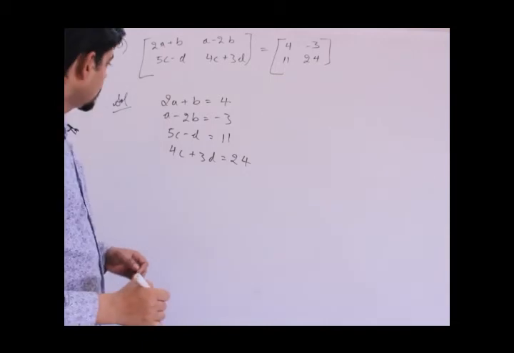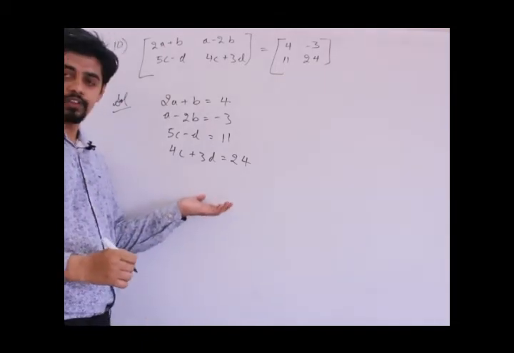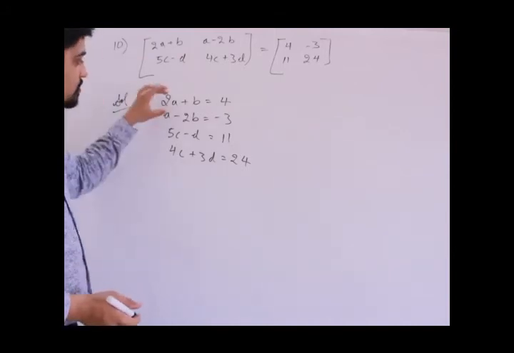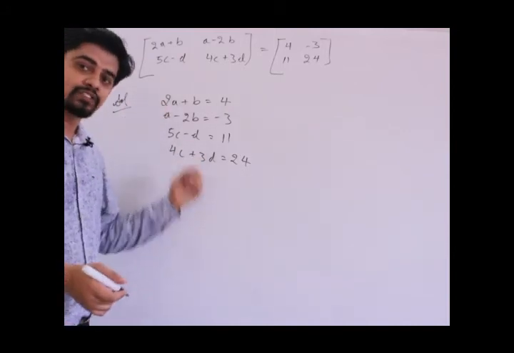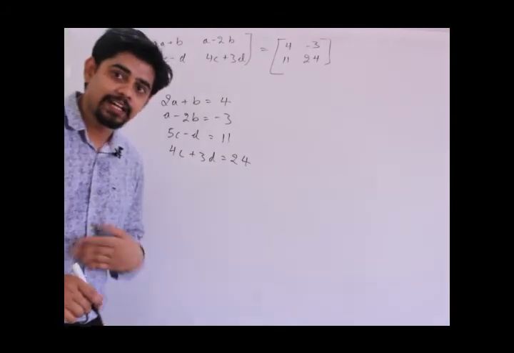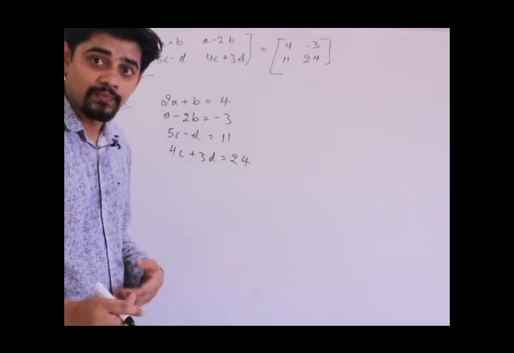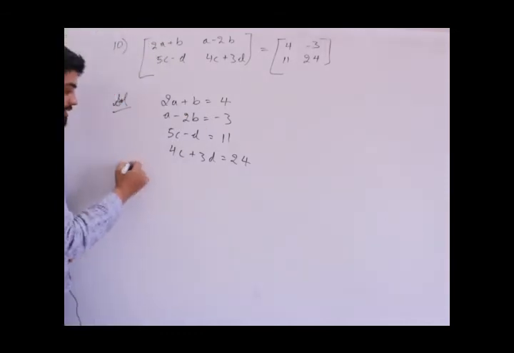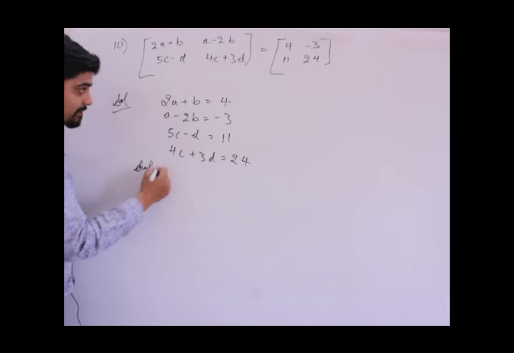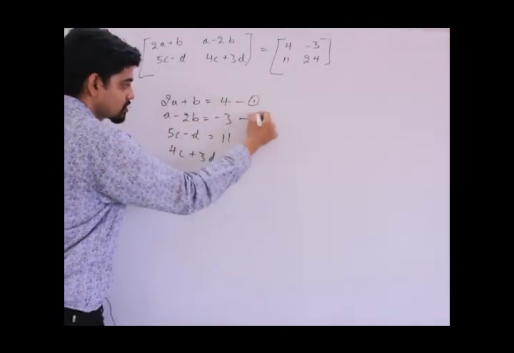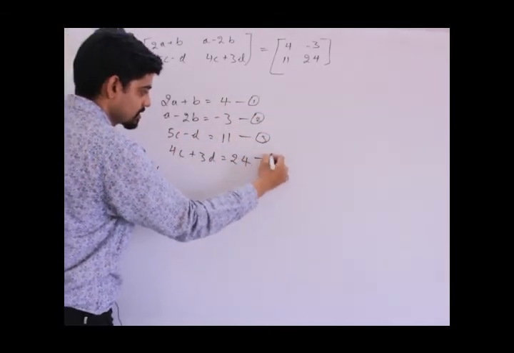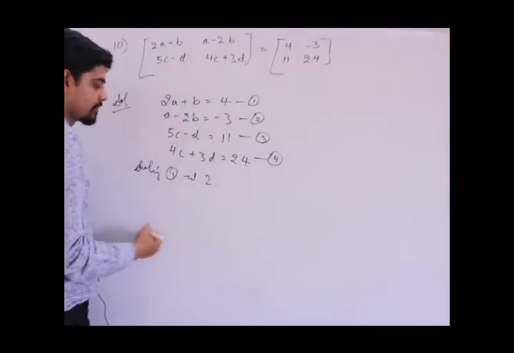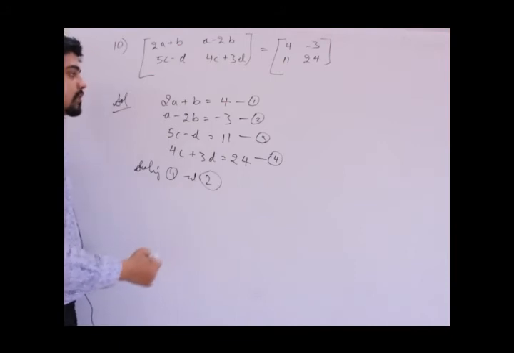Okay, so now we have the equations, 4 equations. But we can see that the first 2 equations have the variables a and b, and the last 2 equations have the variables c and d. So we need to solve a and b equations together, meaning the first 2 equations together and then the others. So I am solving, this is 1, this is 2, this is the third equation, and this is the fourth equation. So solving 1 and 2.